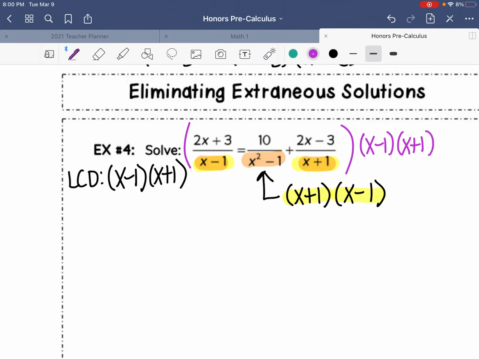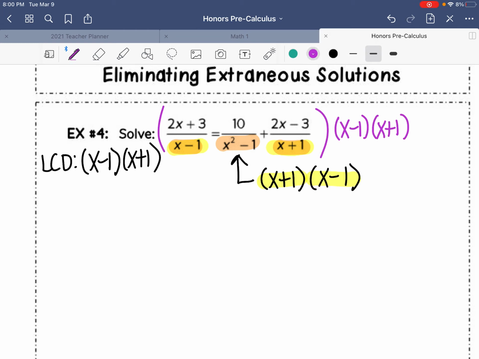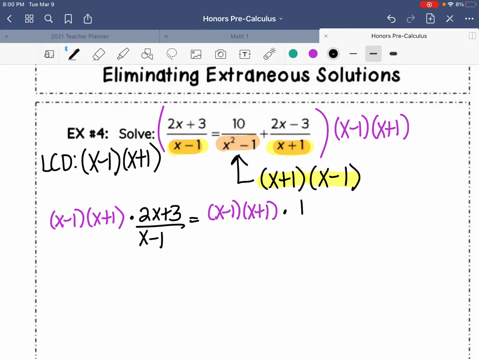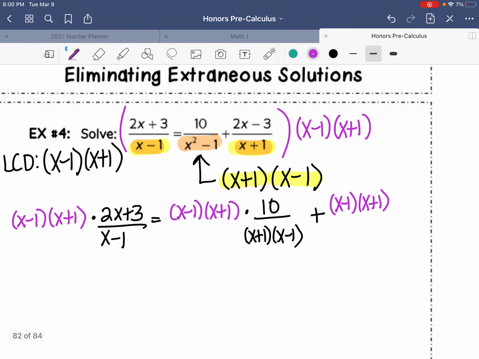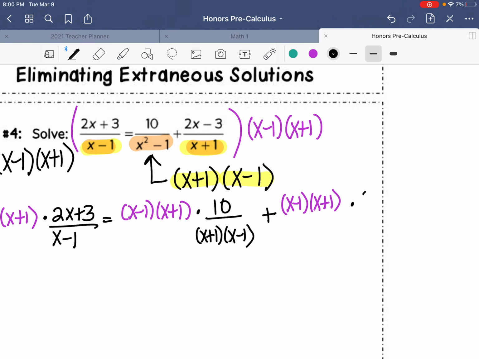For just a minute, I'm going to make my screen a little bit bigger. All right, so in this problem, we have x minus 1 times x plus 1, and we're going to multiply that by the first piece, 2x plus 3 over x minus 1, equals, and then we're going to multiply x minus 1, x plus 1 times 10, and we factored this, so this is going to be x plus 1 times x minus 1, plus, and then I have x minus 1, x plus 1, and I have that being multiplied by 2x minus 3 over x plus 1.